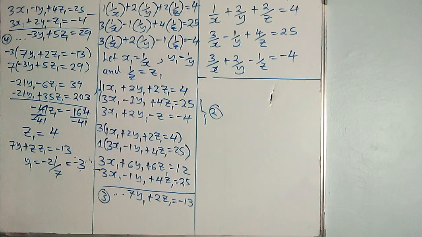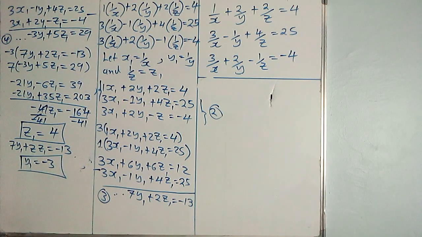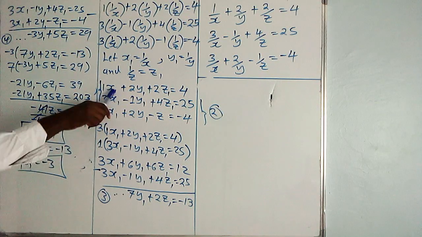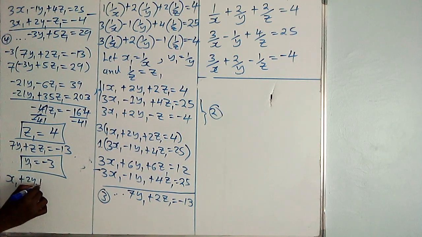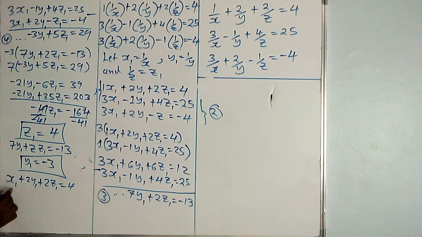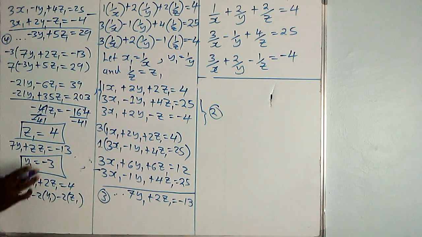So having found z1 and y1, you use any of the equations in the initial problem to get x1, isn't it? So if we use the first equation, which appears more simple, that is x1 plus 2y1 plus 2z1 to be equals to 4. So it means x1 is 4 minus 2y1 minus 2z1, isn't it? If you take plus 2y1 to the other side of the equation, it becomes negative, isn't it? If you take 2z1 to the other side of the equation, it becomes negative 2z1, isn't it?